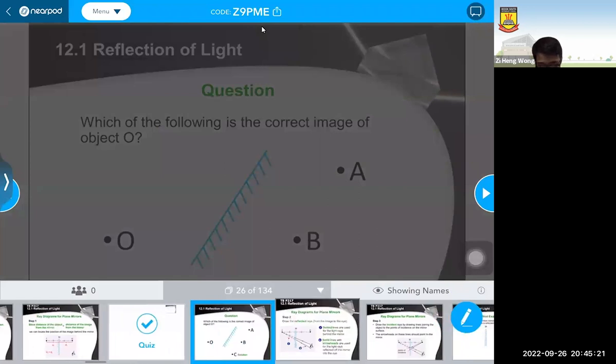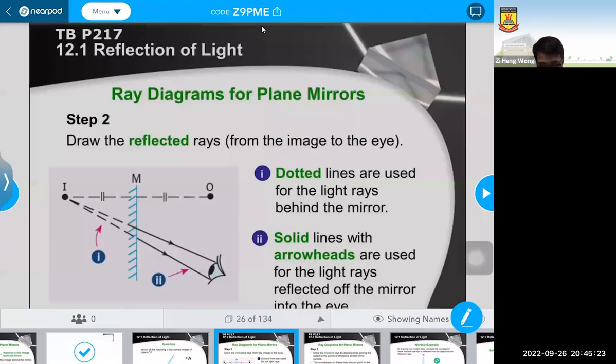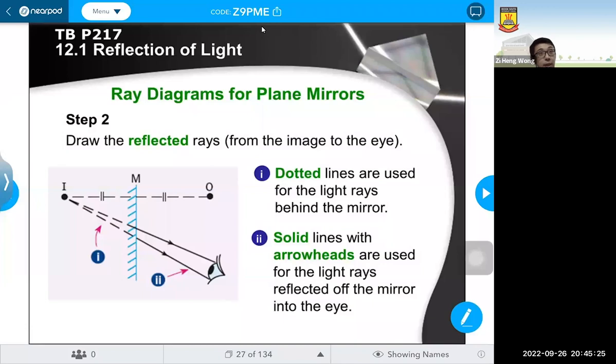Once you have located the image, next thing is where you are looking at the image. Your eye will assume that the light is coming from there, so you just draw a straight line over. Key thing, like I said before, virtual is always dotted. It's not real. If it's a real light ray, then you use a solid line with arrows. Anything behind the mirror is dotted, because it's virtual, there's nothing behind the mirror. Then the last part is just to join the object over to here.